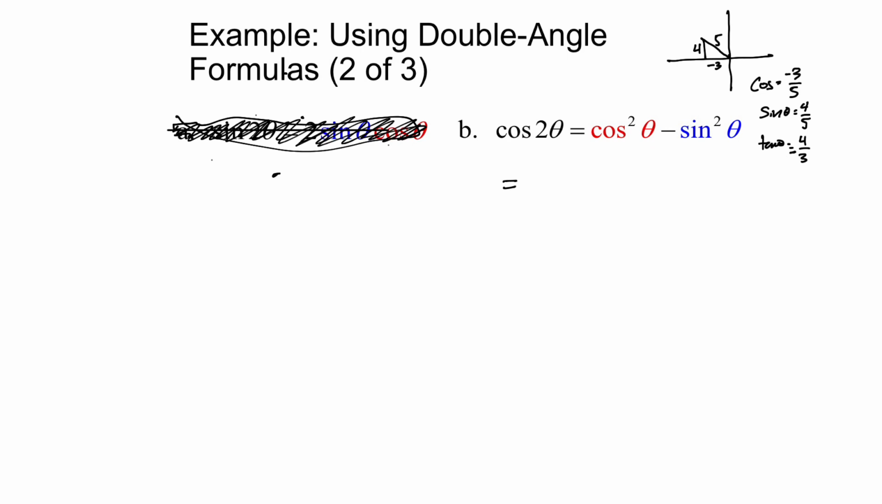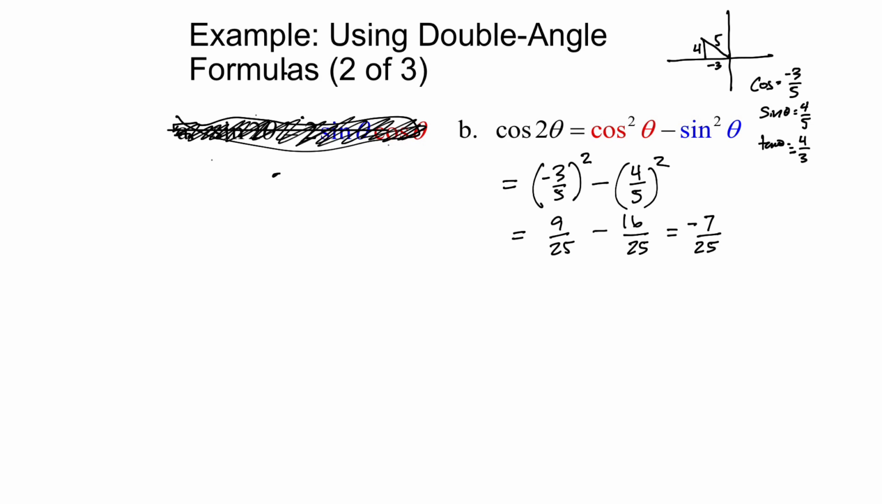Okay, so cosine squared then is negative 3/5 squared, and we're going to subtract from that sine squared, which is 4/5 squared. So that gives us 9/25 minus 16/25. And 9 minus 16 would give me negative 7/25. So our cosine doubled is negative 7/25.